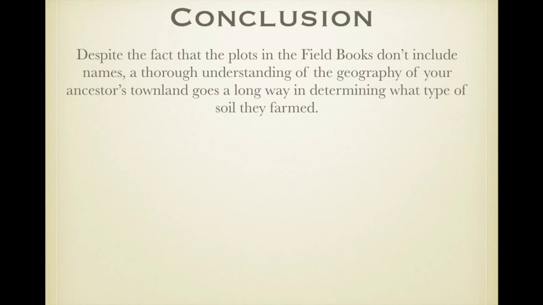So we can conclude now that despite the fact that the plots in the field books don't include names, by thoroughly understanding the geography of your ancestors' townland, you can go pretty far in making deductions as to what type of soil your ancestor farmed. From there, you can then input those average rate per statute acre numbers into the field book generator.